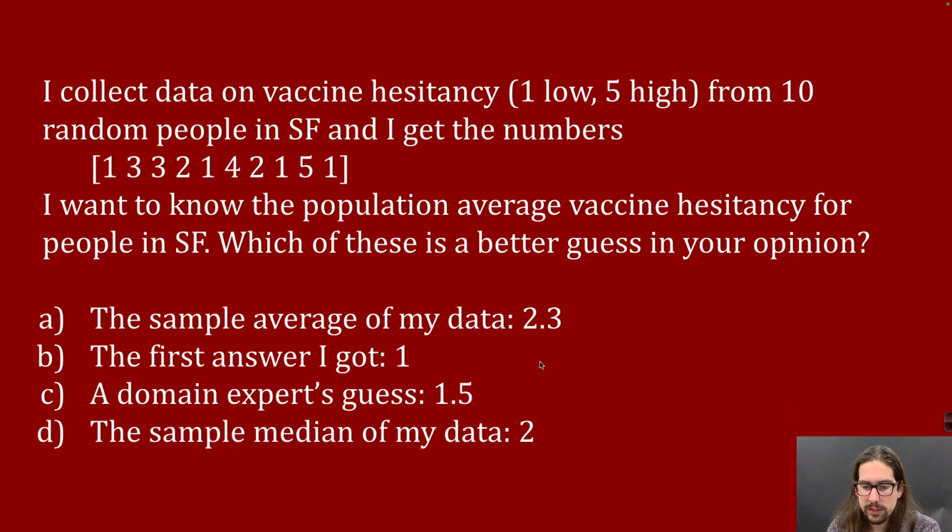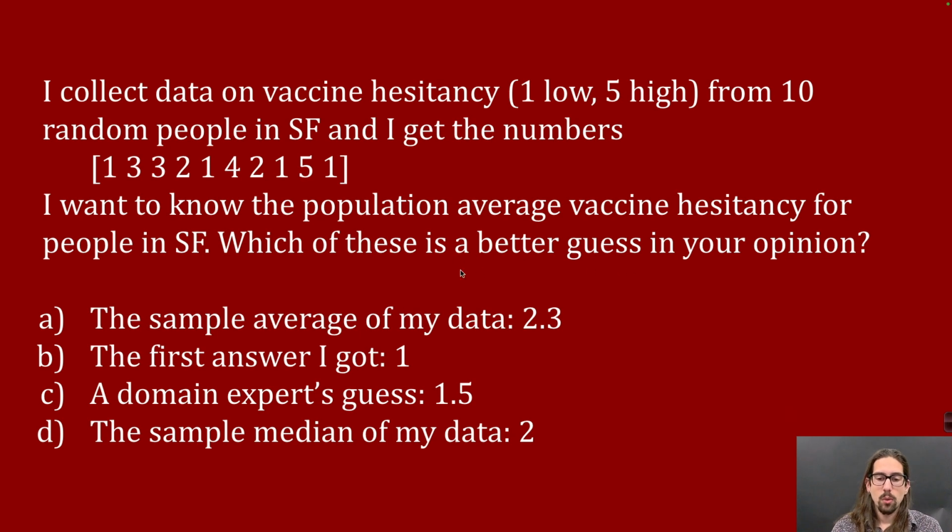Okay, so let's do another example here. Let's say I collect data on vaccine hesitancy. I survey people, and I measure their hesitancy to get a vaccine on a Likert scale, 1 to 5, where 1 is low hesitancy and 5 is high. I have enough money to go talk to 10 random people in San Francisco, and these are the numbers that I get: 1, 3, 3, 2, 1, 4, 2, 1, 5, 1. What I want to know is the population average vaccine hesitancy for everyone in San Francisco. I only have these 10 people though, right?